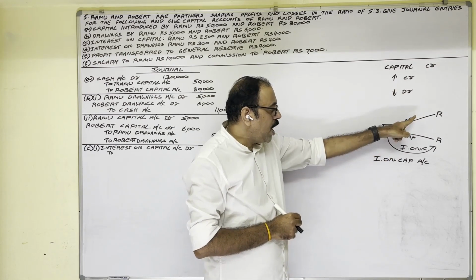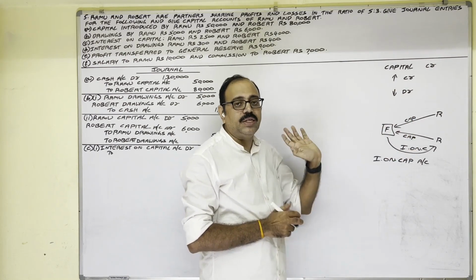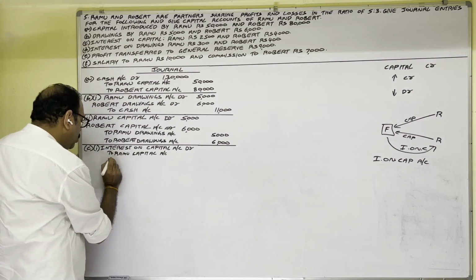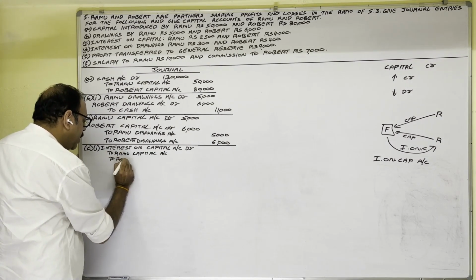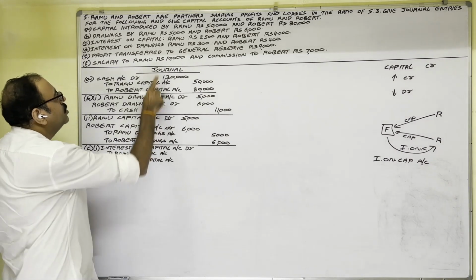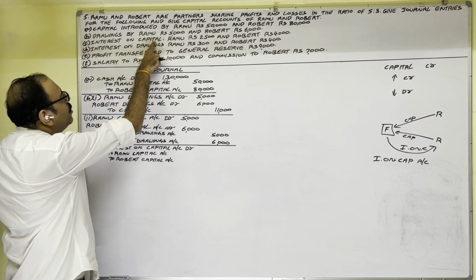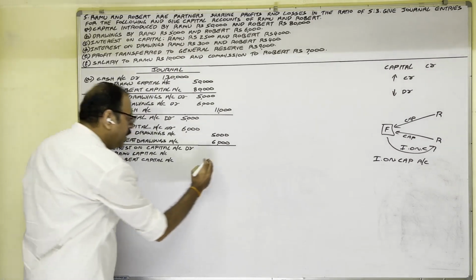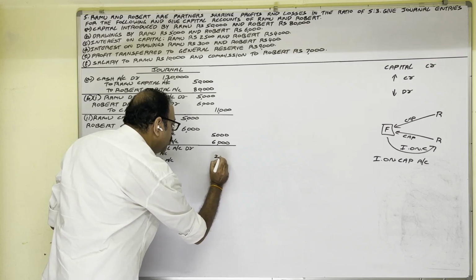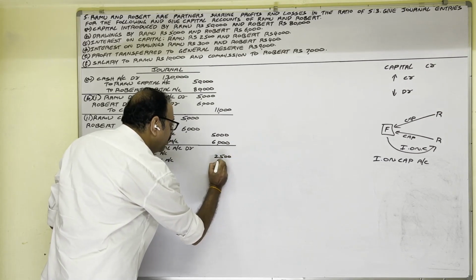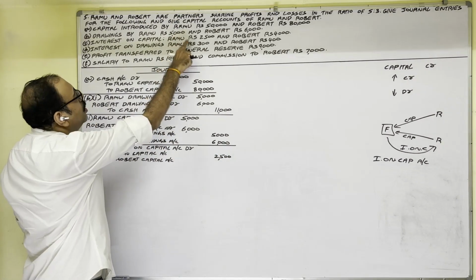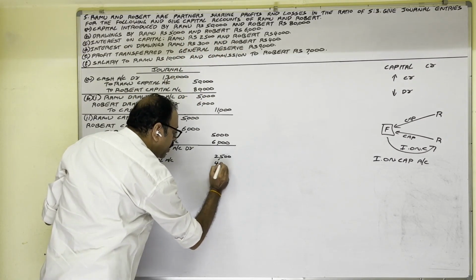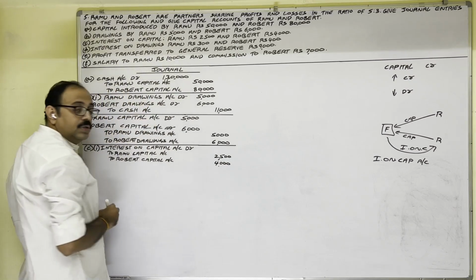Therefore, Ramu capital and Robert capital, we have to credit. To Ramu capital account and to Robert capital account. Ramu's interest on capital is 2,500. Ramu capital is credited in the credit column with 2,500. For Robert capital, write down 4,000.